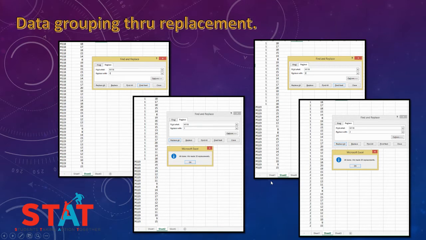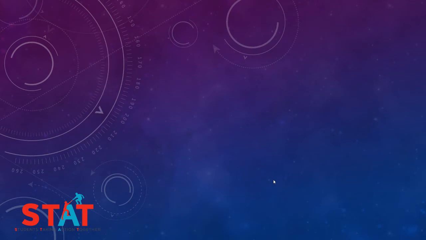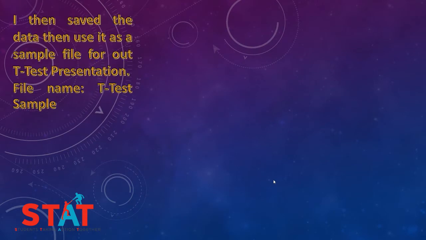Now, if you're asking why change it to group 1 and group 2, we're going to run it in SPSS, and SPSS is going to read it as a numeric value. So it will be better for us to change it to group 1 and group 2. And then we are going now to save it and put the file name as t-test.